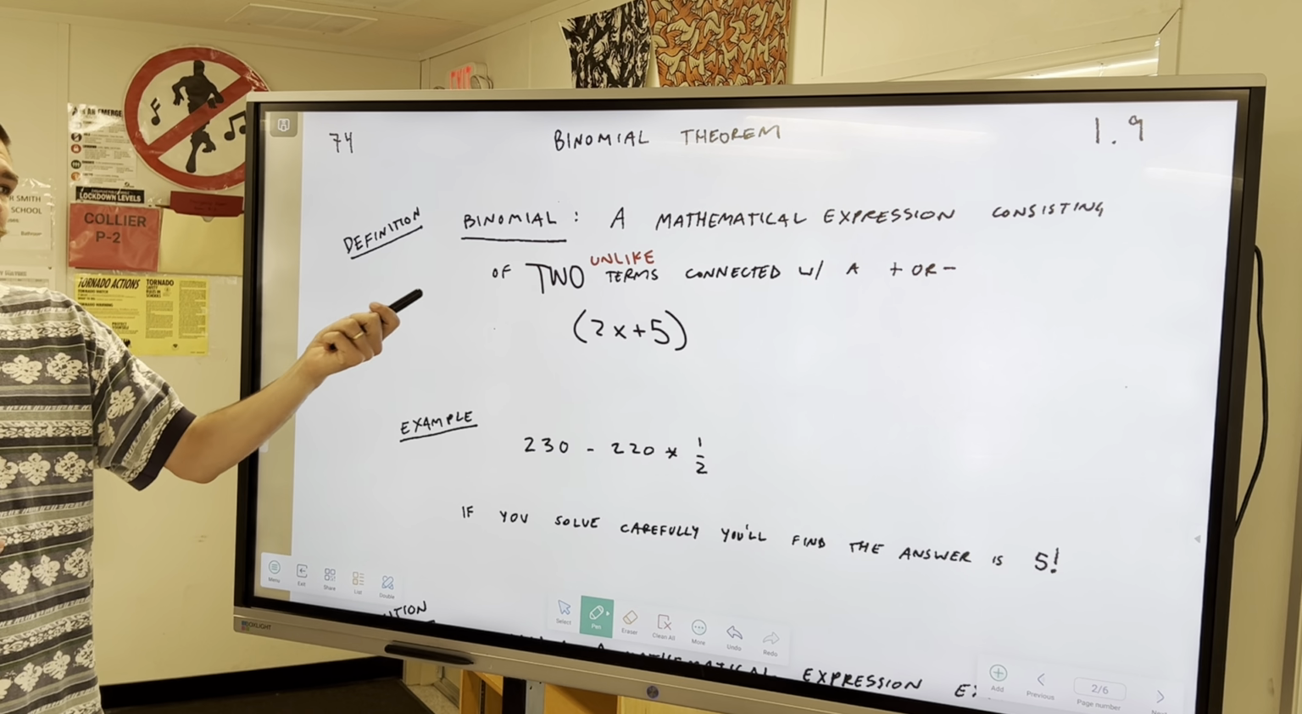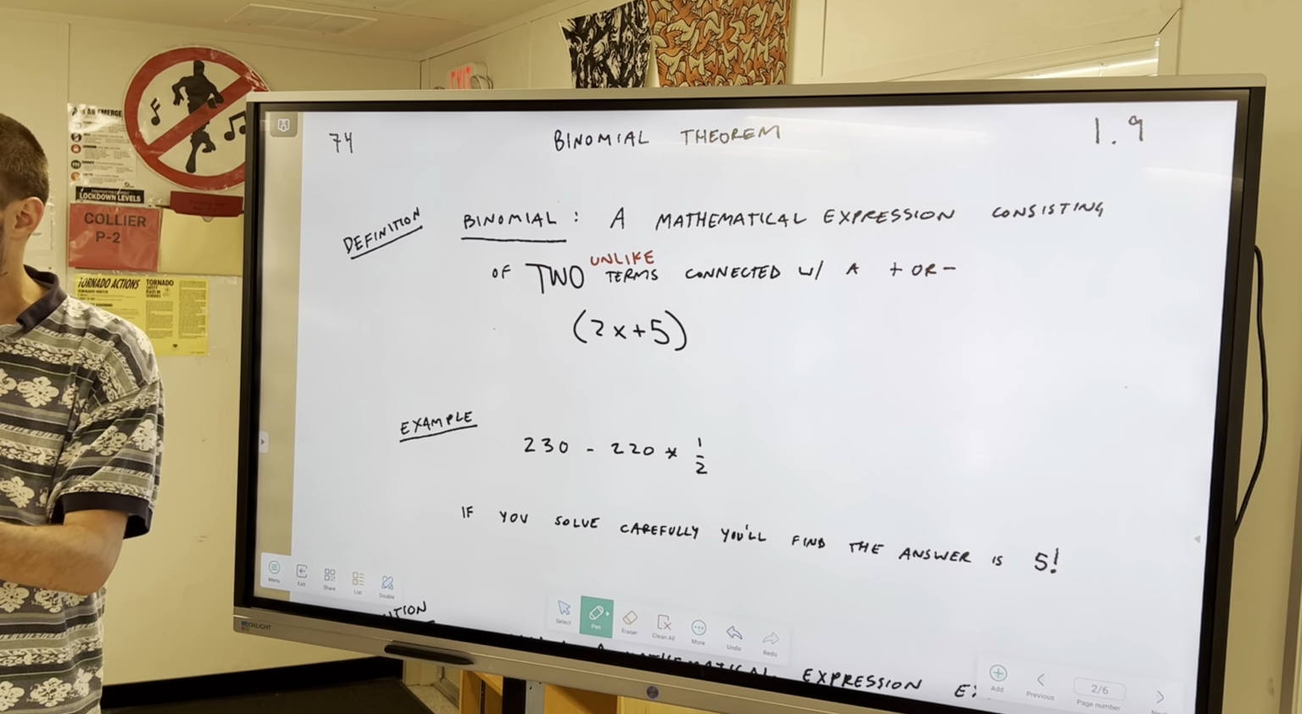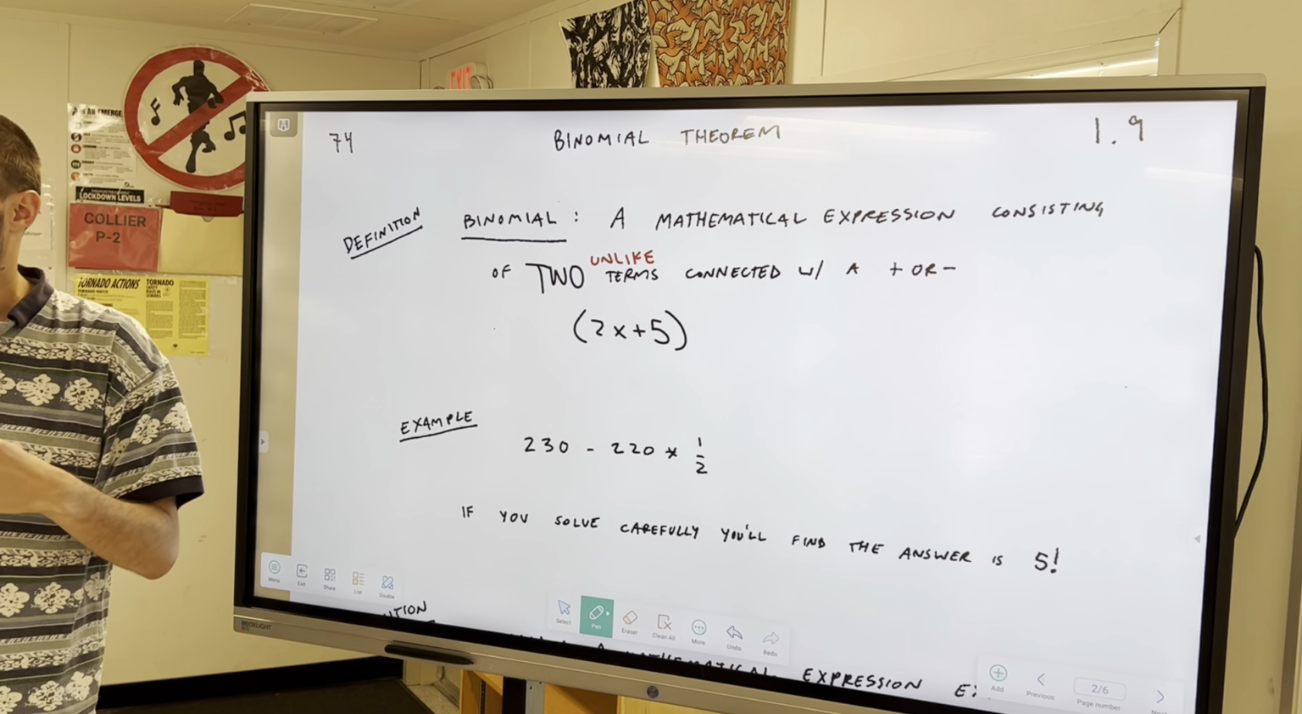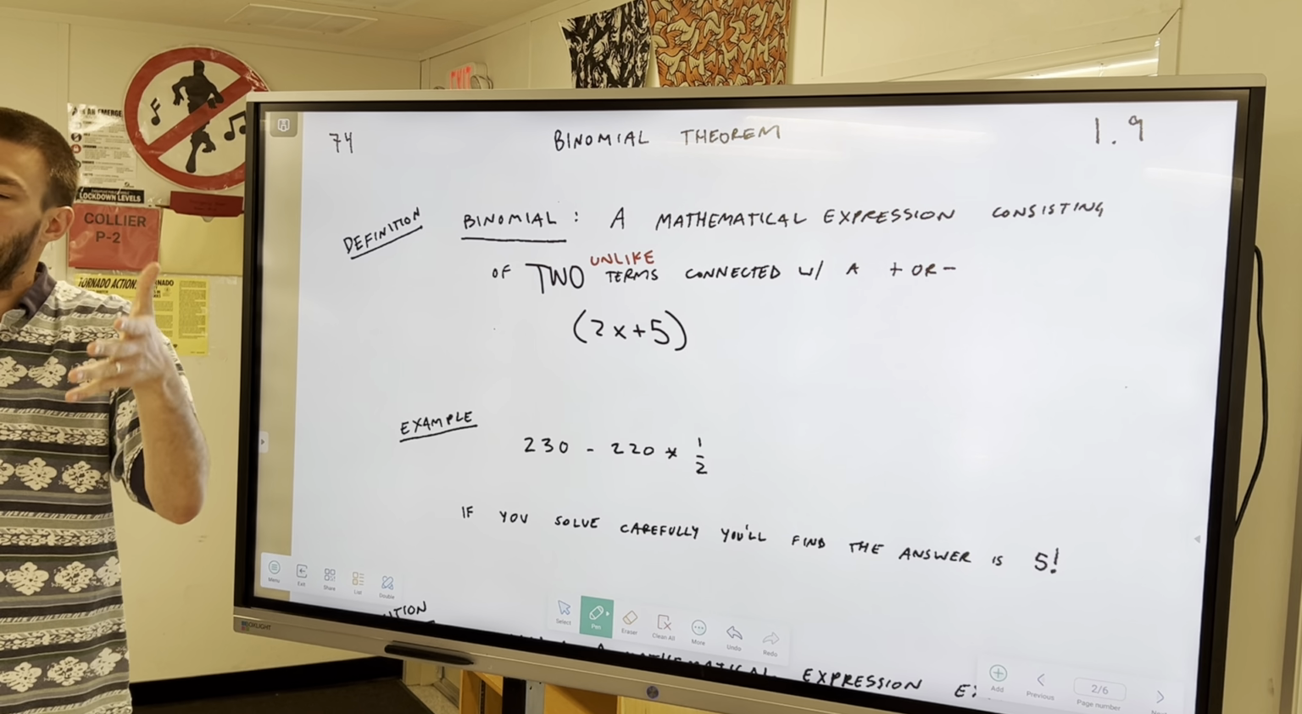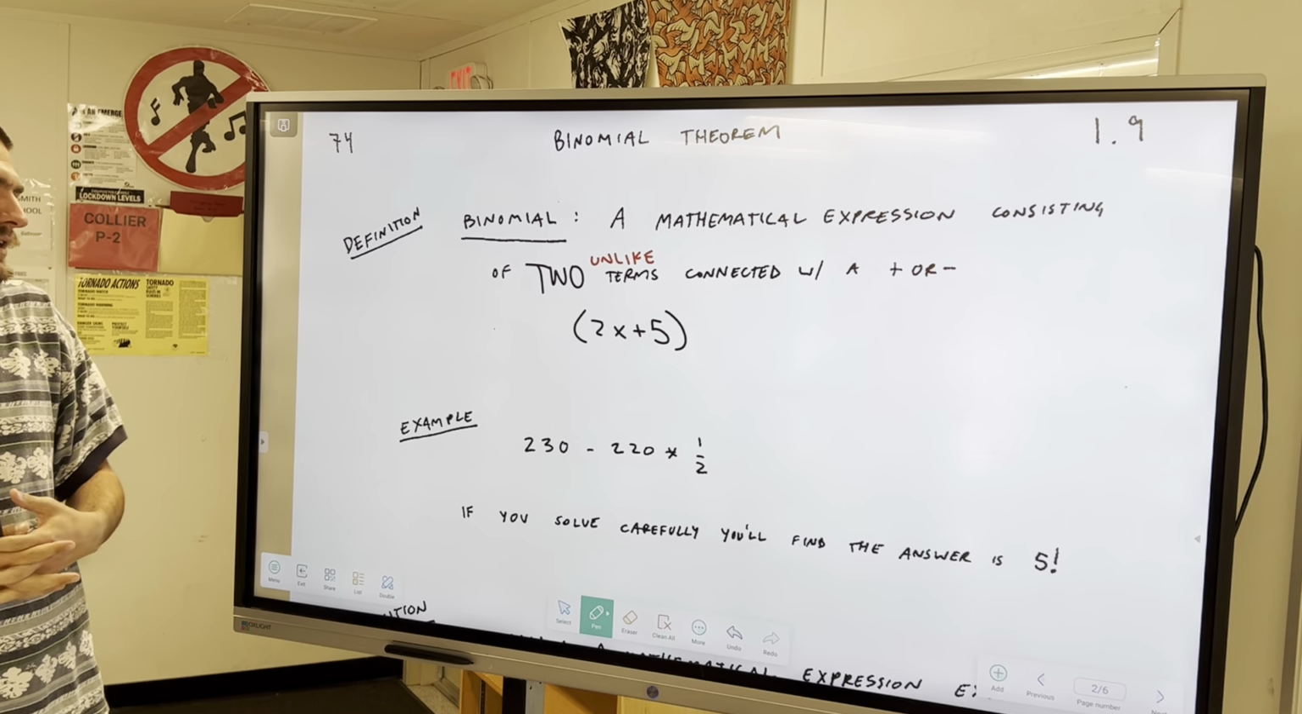And we work a lot with binomials. A lot of factoring creates binomials. A lot of rational expressions is factoring, and then you get binomials and you cross them out.